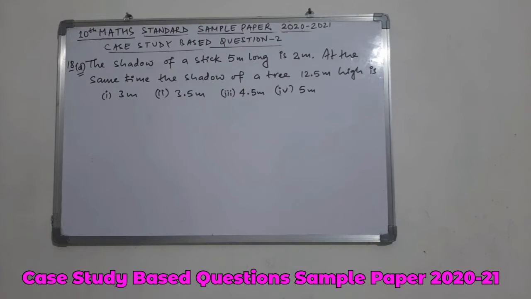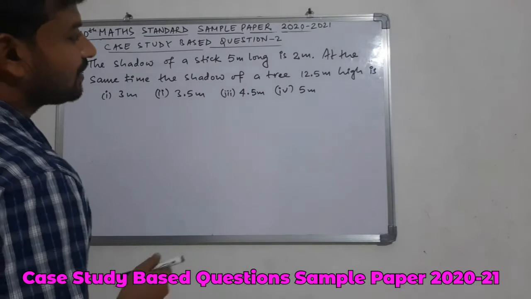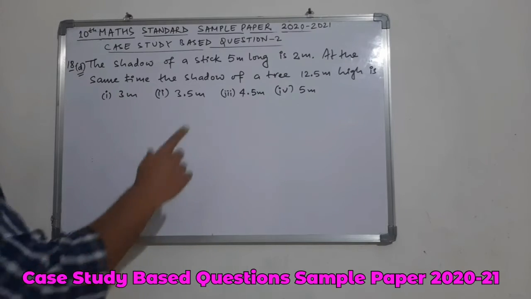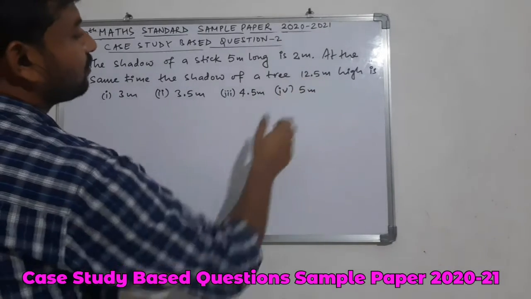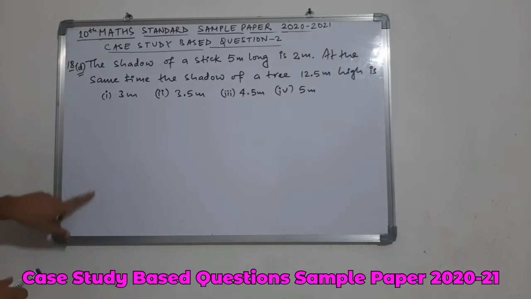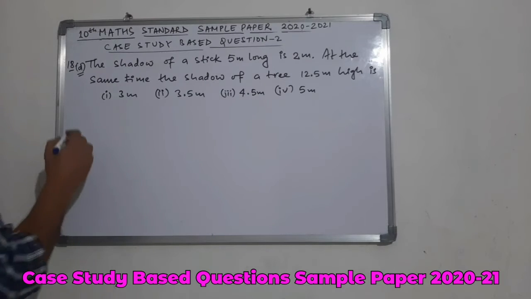The question is: the shadow of a stick 5 meters long is 2 meters. We have a stick which has a shadow 2 meters in length. At the same time, the shadow of a tree which has a height of 12.5 meters is: first option is 3 meters, second is 3.5 meters, third is 4.5, and the fourth one is 5 meters.